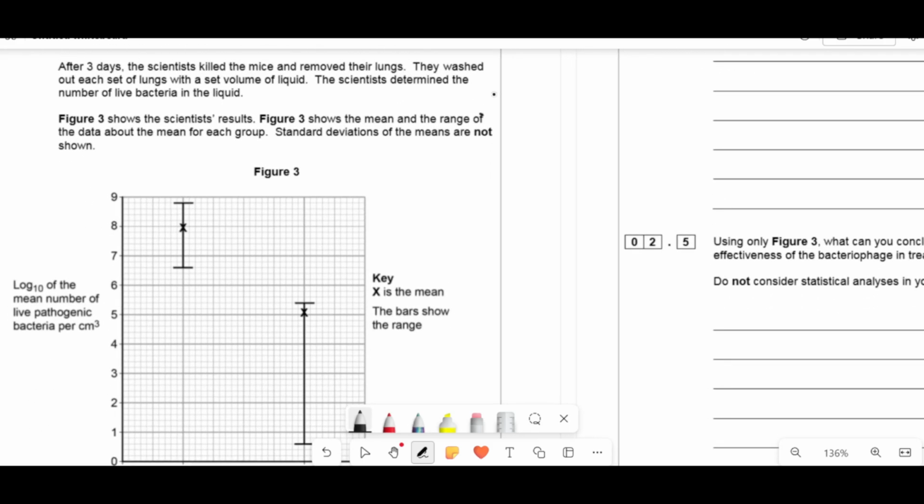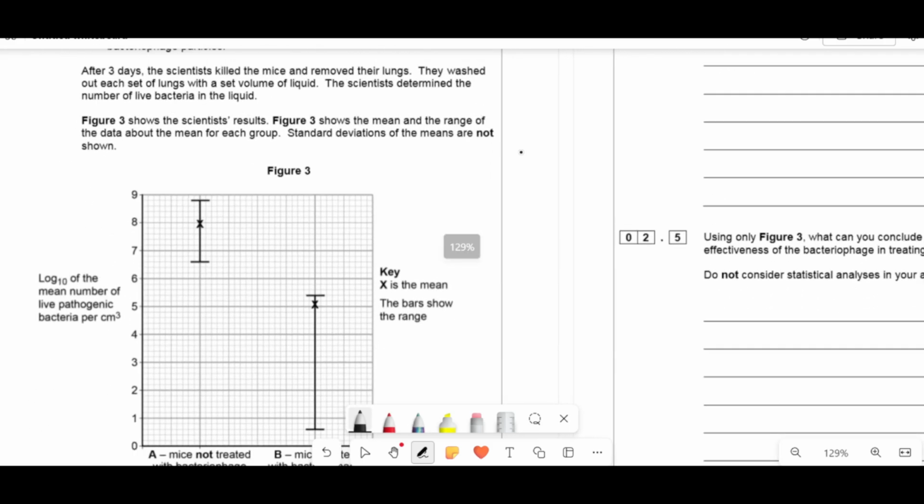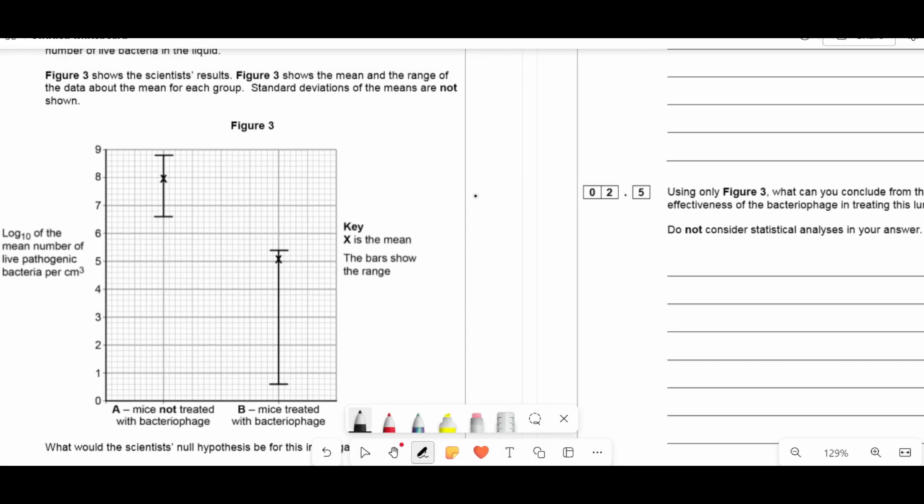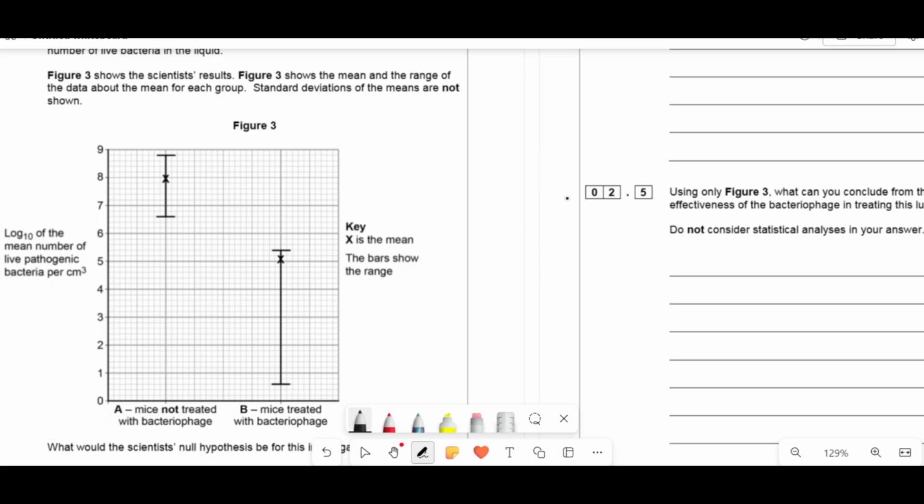After 3 days, what they did is they killed the mice, removed their lungs, washed out the lungs with a set volume of liquid, and then they determined the number of bacteria in the liquid. Then here's their results. It shows the mean and the range of the data about the mean. Standard deviations are not shown.